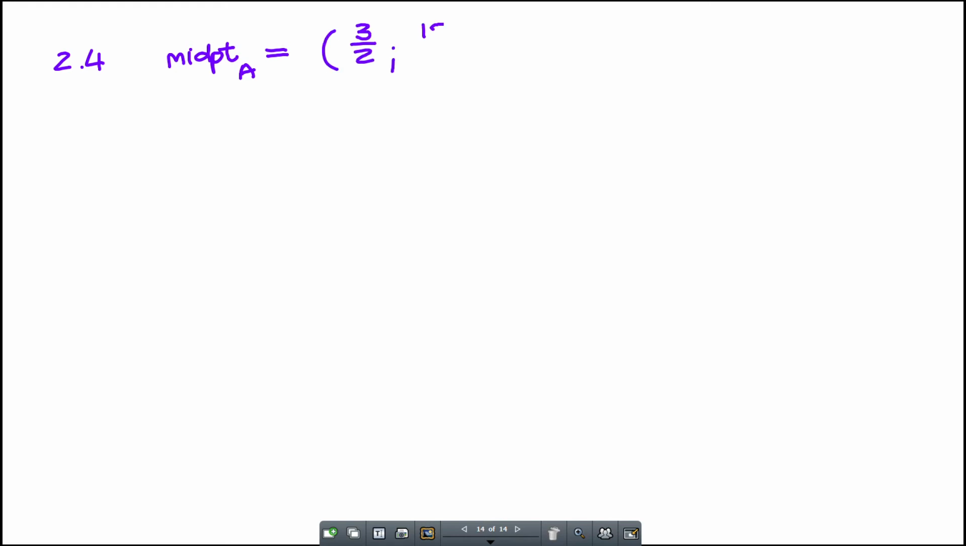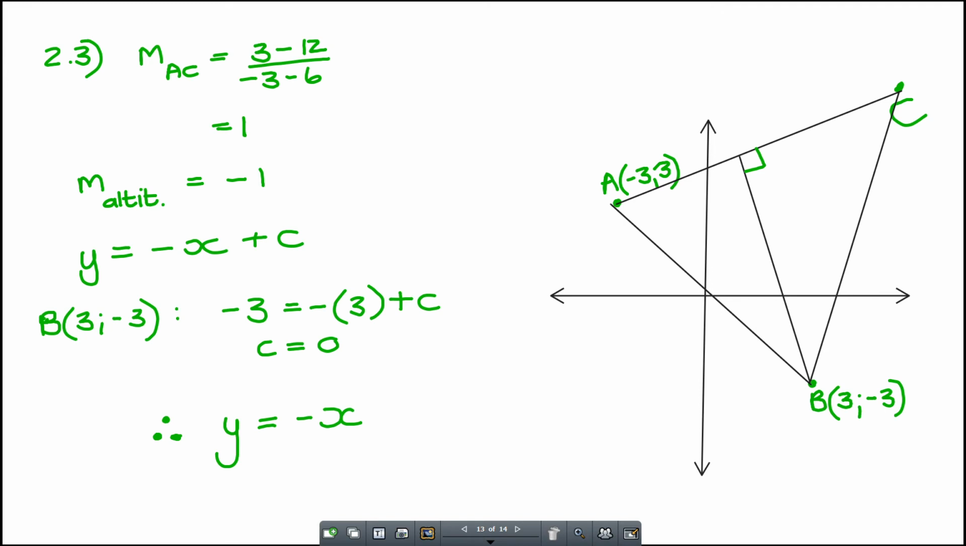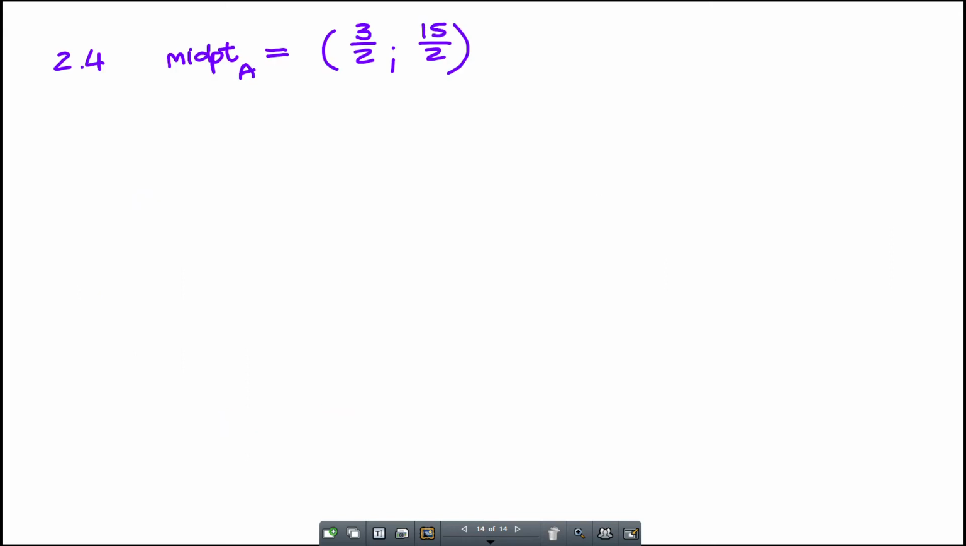Okay, at 2.4. En nou sê, by 2.4 vra hulle vir jou, now they want the equation of the perpendicular bisector of AC. So ek gaan gou vir jou terugskiep na die sketsie toe. When they talk about a perpendicular bisector, middelloodlyn. Hy sê vir jou presies wat hy doen. Hy sny in die middel deur en hy sny loodreg.